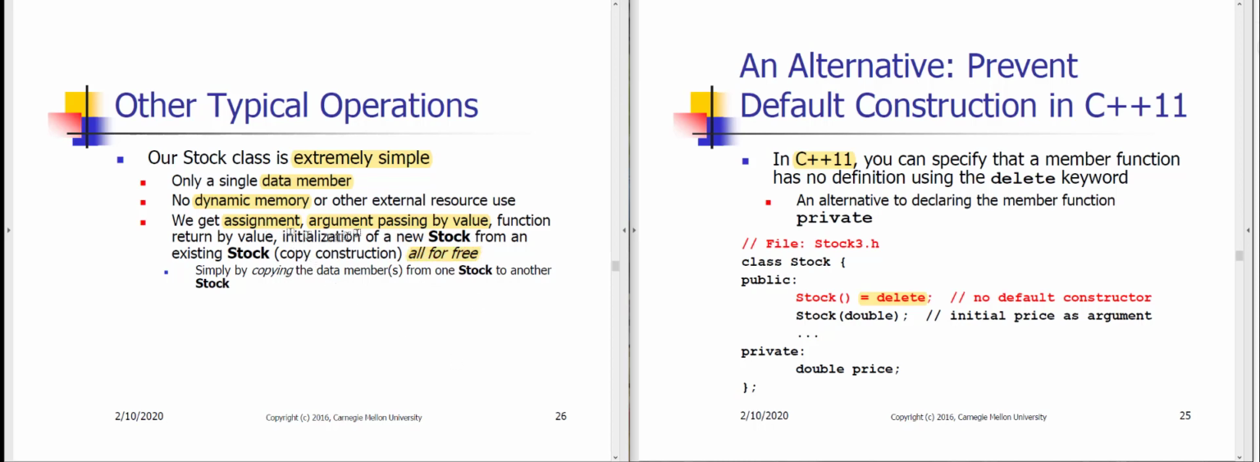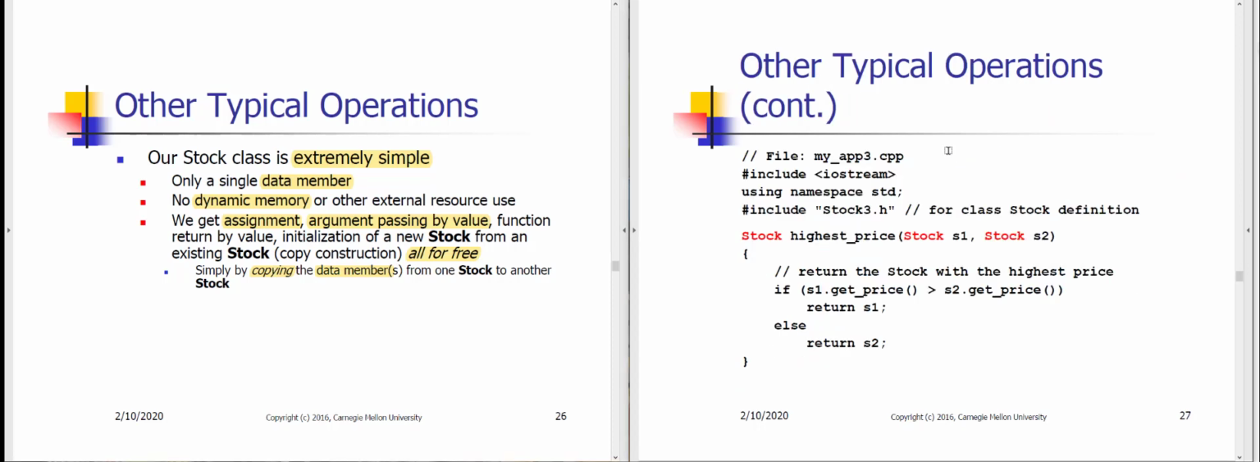If we do assignment, or argument passing, or initialize a new stock object from an existing stock object, all that happens is that the data members are copied from the existing stock into the other stock. Because we get these kinds of behaviors for free, we can define functions that are not members of the class, but that use stock objects.